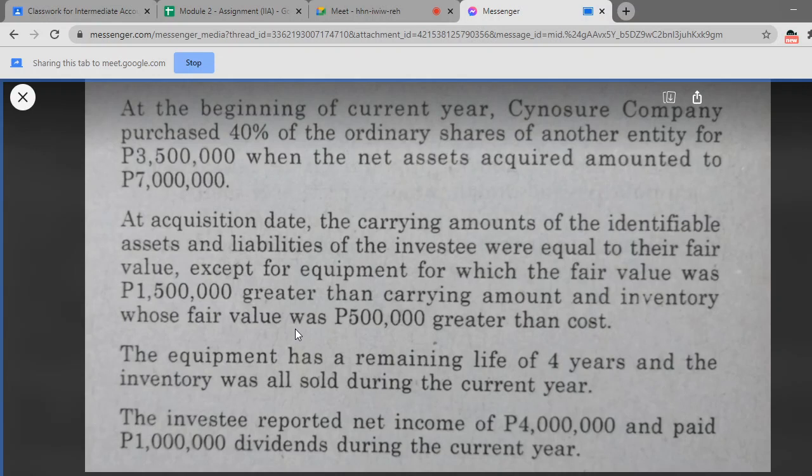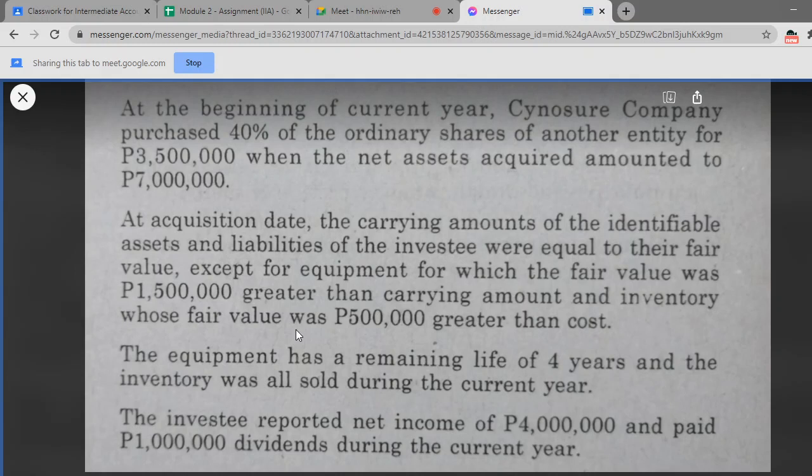Cynosure Company purchased 40,000 of the 40% of ordinary shares for 3.5 when the net assets acquired amounted to 7 million. Okay, 7 million daw. What is 40% of 7 million? That's 2.8 million, right? So there is again an excess of cost over our carrying amount. So we have 3.5 million minus 2.8. There's a difference of 700,000. So later, ato na siyang tanawon kung asa na siya attributable.